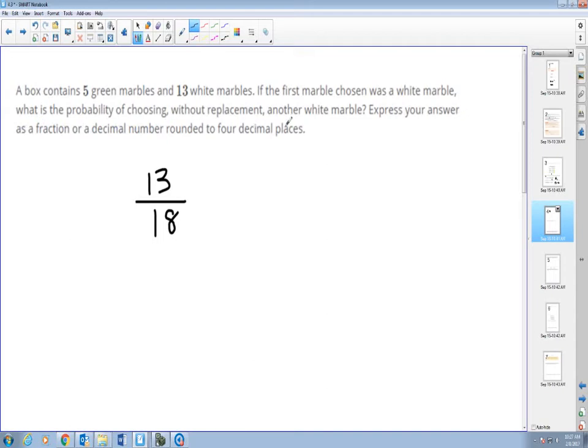What's the probability of choosing, without replacement, another white marble? This problem is tricky because it does not say choosing a white marble and another white marble. So I was wrong by saying this is choosing two things. It's kind of like choosing two things, but it's the second thing they are asking. It's about the second draw. What's the chance of drawing another white marble? Without replacement means that the second time, there should only be 12 white marbles to choose from out of possible outcomes, 17. So this is the answer.